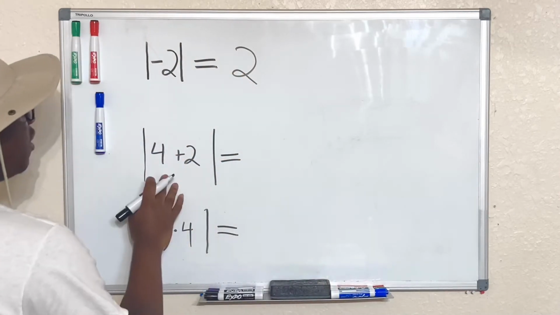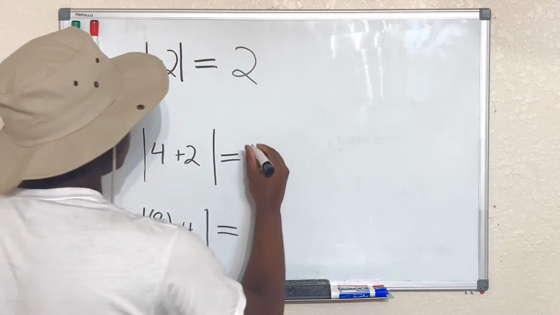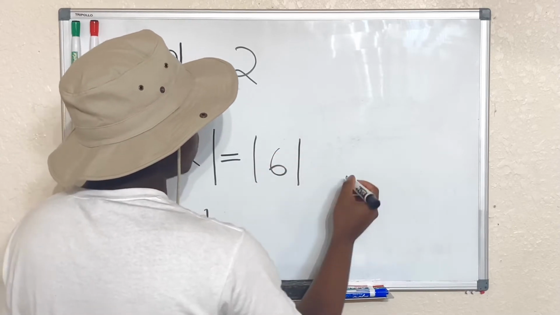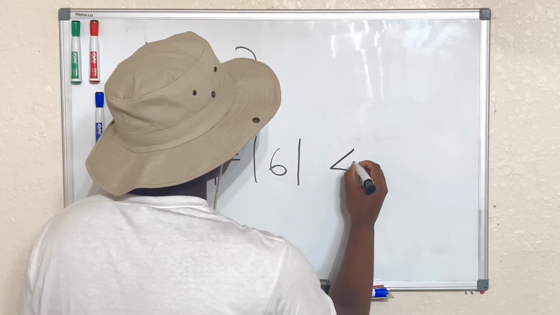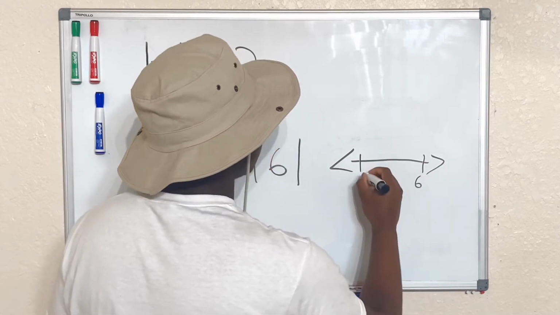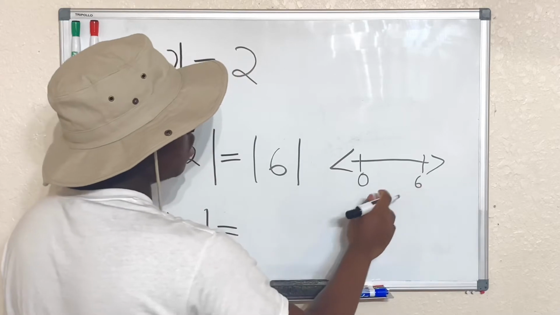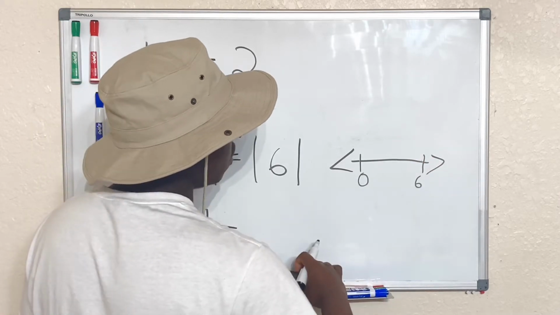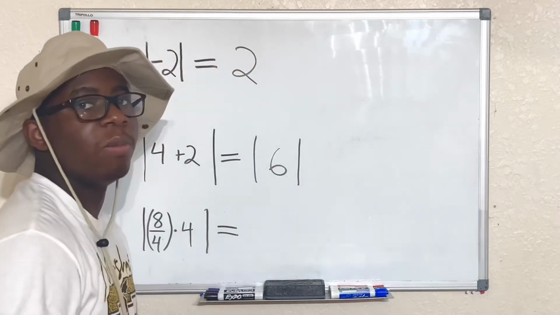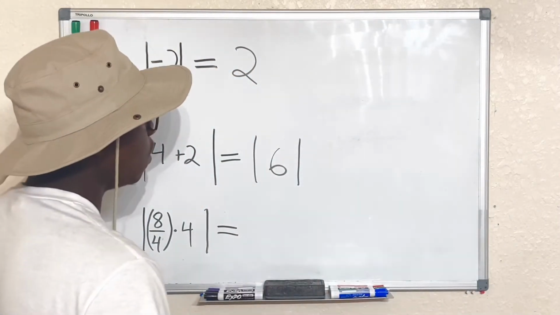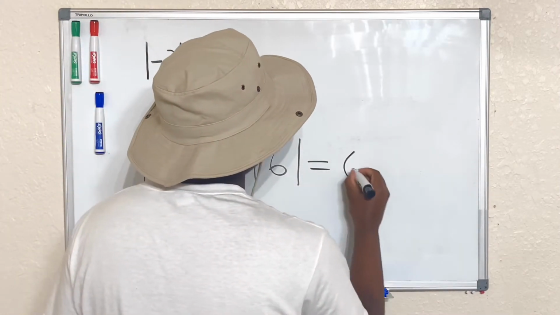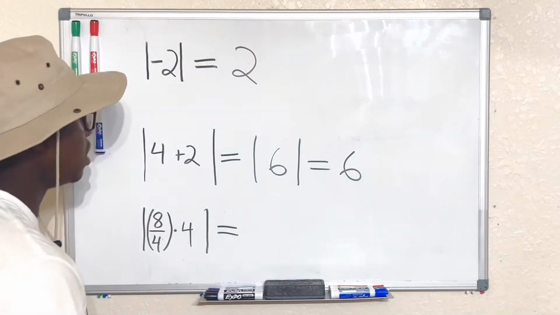Now here we have 4 plus 2. So let's solve that out. Absolute value signs, 6. So now let's go to our number line. Just going from 6 to 0. That's all it takes. So going from 6 to 0 will be 6 steps. So we don't even need to use the number line anymore, because we know mentally that going from 6 to 0 is 6 steps. So that's how you save time on tests. But now if you do need to use a number line, please do so.